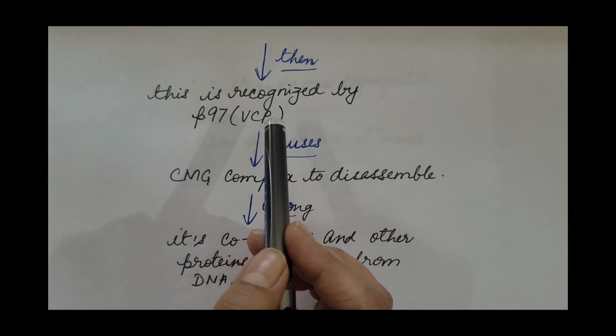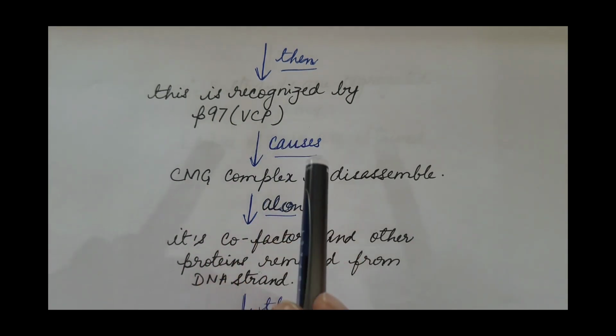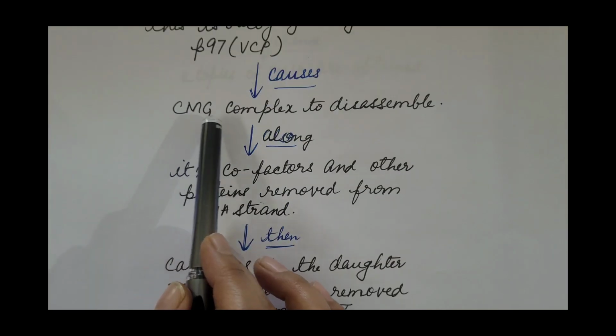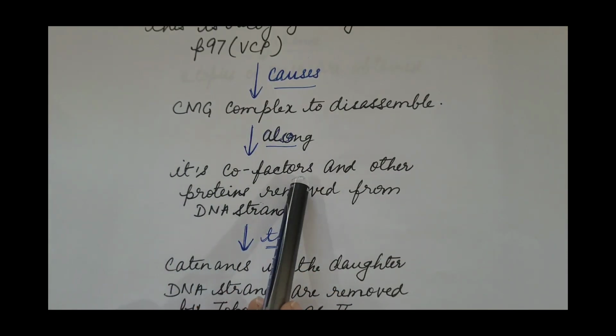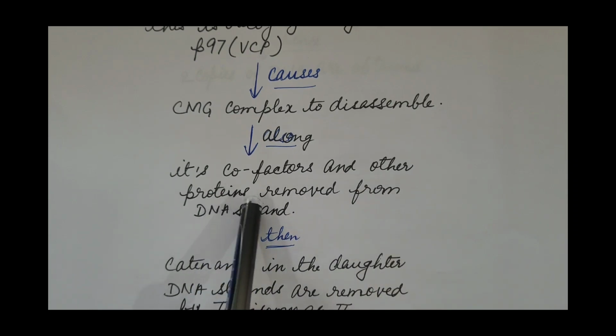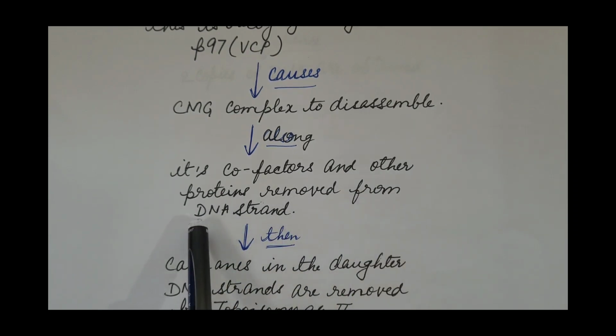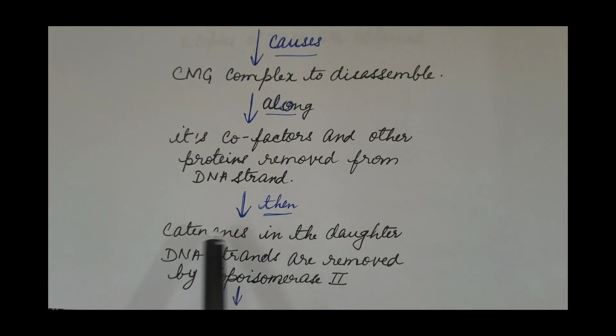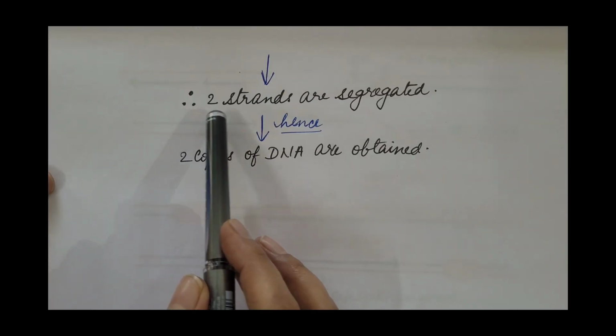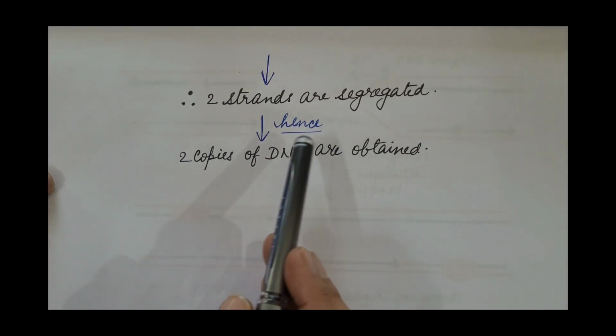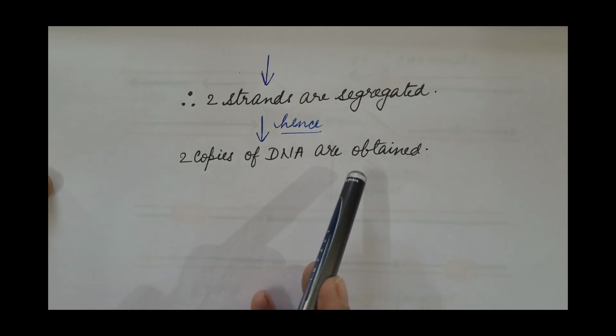This is a segregase protein or segregase enzyme, which causes the disassembly of the CMG complex along with its cofactors and other proteins. Hence, these are removed or segregated from the DNA strand. Then any catenanes in the daughter DNA strands are removed by topoisomerase 2. This we have already discussed in the topoisomerase video. You can refer to my video, the link is given in the description box. Therefore, two newly synthesized strands are segregated, hence 2 copies of DNA are obtained.